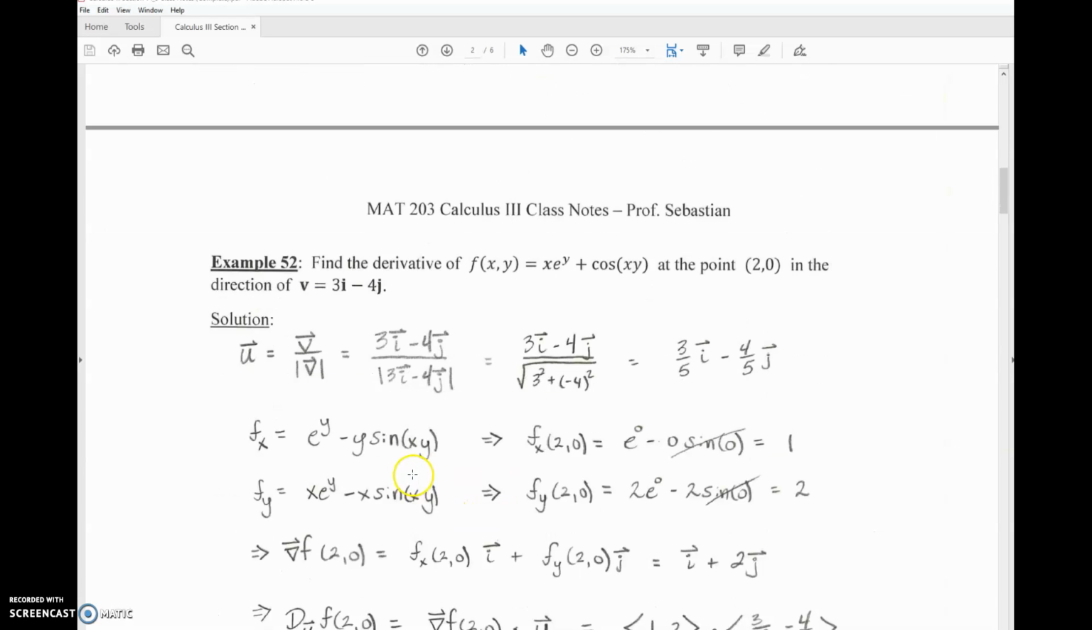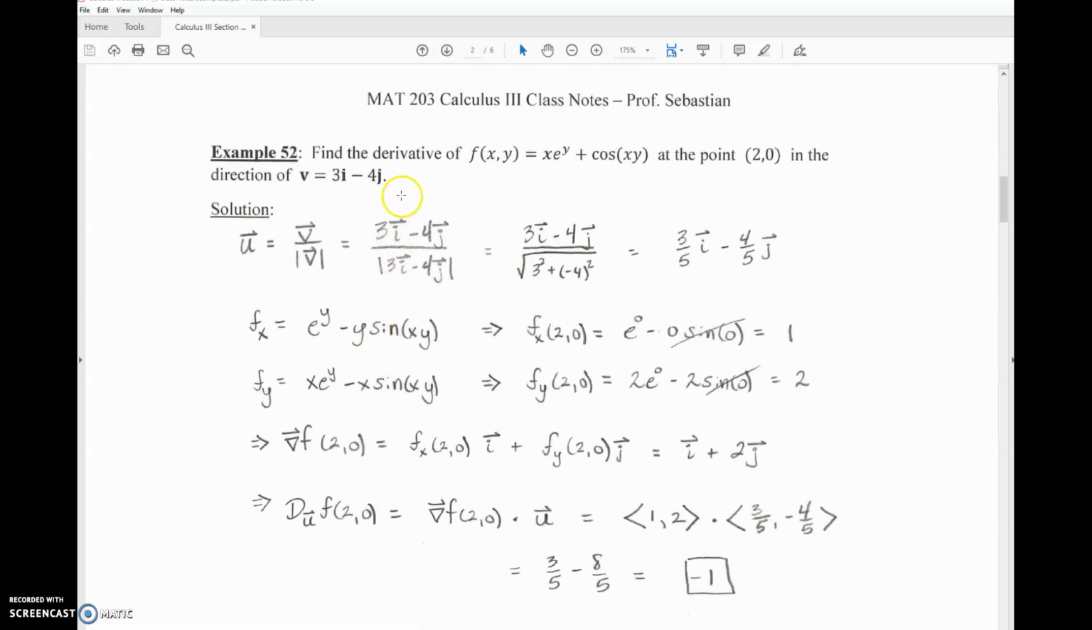So let's look at an example. Example 52. We want to find the derivative of f of x, y, which is x times e to the y, plus cosine of xy, at the point 2, 0, in the direction of v, which is 3i minus 4j. I specifically use v here because I'm going to change that to a unit vector. Whenever we say we want the derivative of f in the direction of u, we mean u is a unit vector. So if it's not given to you as a unit vector, you have to make it a unit vector. Otherwise, the formula doesn't work.